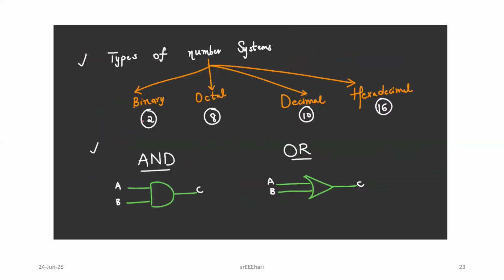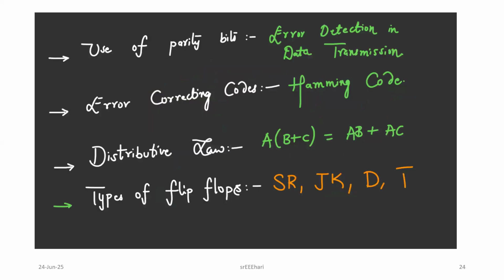Types of number systems: binary, base 2; octal, 8; decimal, 10; hexadecimal, 16. This one is the AND symbol. This one is the OR symbol. Cut it out and we can have a symbol like this, with 2 inputs and 1 output.